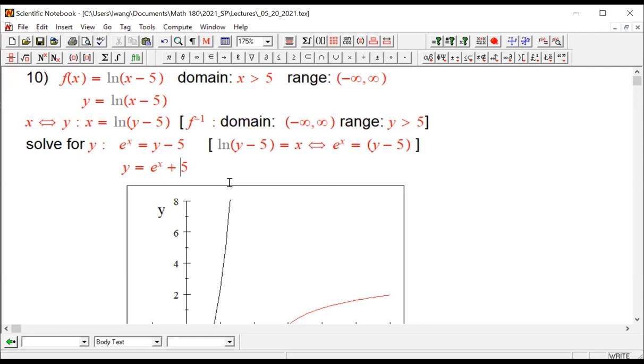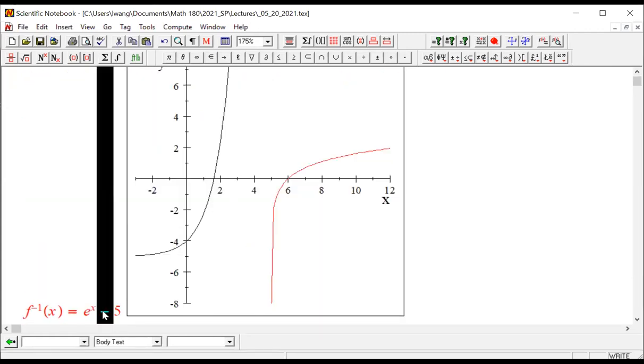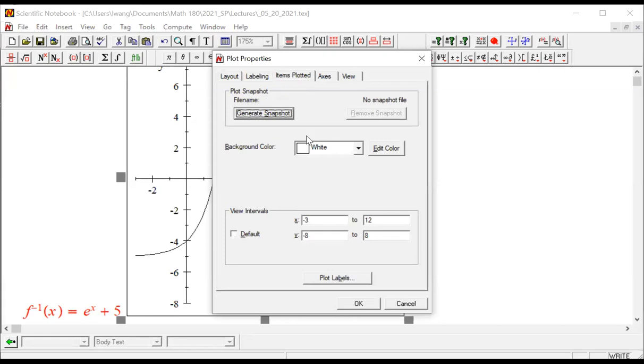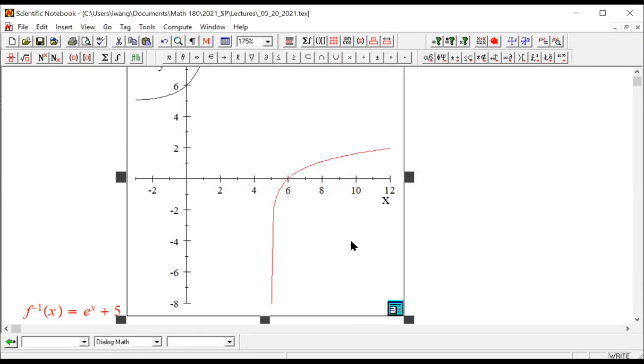Yeah, right? It should be +5. So this should be +5. Because I was thinking that's not gonna be symmetrical along that green line, right? See? Okay, so e to the power x +5. There. That's about right. That's about right.